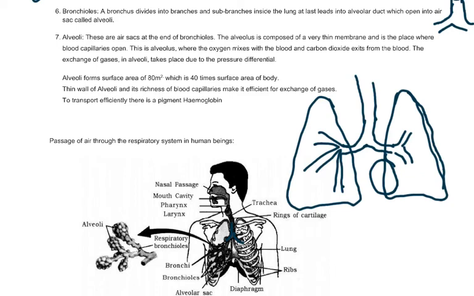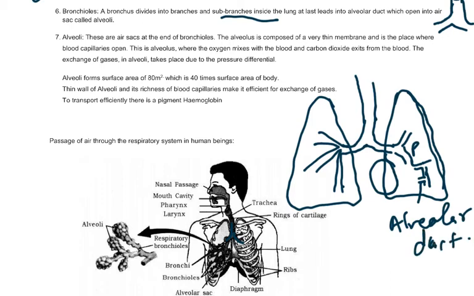Now these bronchi further subdivide into primary bronchioles, primary into secondary, secondary into tertiary bronchioles, and tertiary bronchioles lead into a small duct. These ducts are called alveolar ducts. These alveolar ducts lead into sacs. These sacs are called alveoli.